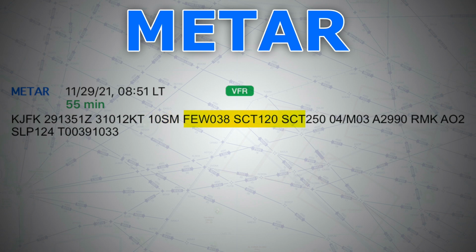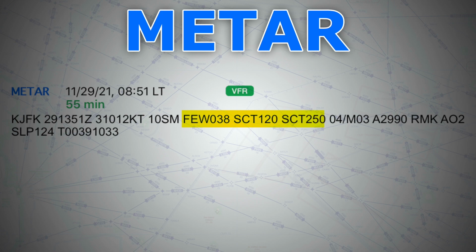Next, the cloud group. Few clouds at 3,800 feet AGL, above ground level. Always remember that the cloud heights come in 3 digits. The first is tens of thousands of feet, then thousands, and the last digit is hundreds. Okay? Next, scattered cloud at 12,000 feet, and again, another scattered layer at 25,000 feet.